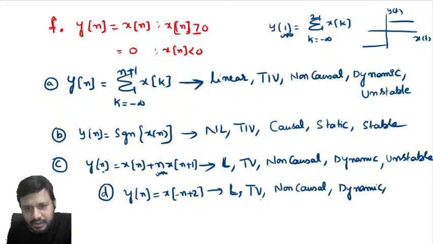Stable or unstable? If the input is bounded, its shifted and reversed versions will always be bounded only. Or if you want, you can take u of n and draw u of minus n plus 2. It will also be a bounded signal. So bounded input produces bounded output for this one. So this is stable.